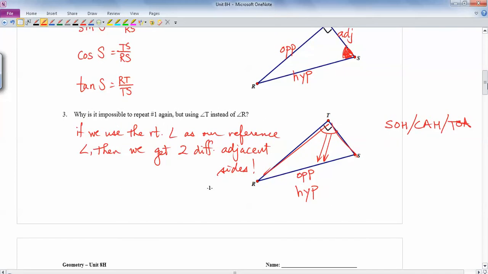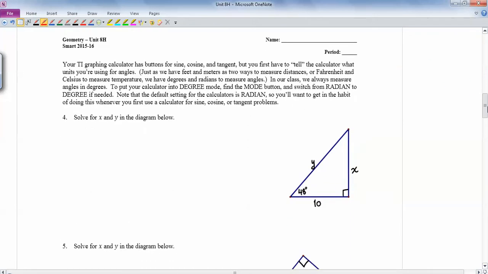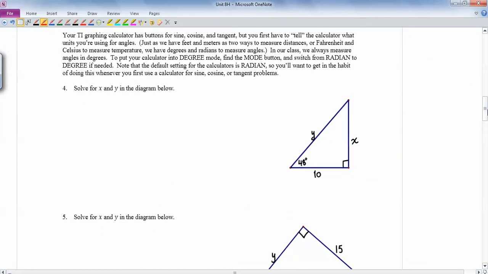Okay, so let's try some problems. So we'll do 4 and 5. We'll probably skip 6 because it's just a repeat of the same ideas. In the problem, we've got 48 degrees here. That's going to be our reference angle. If I label the sides, here's my opposite side, here's my hypotenuse. So then the 10 has to be the adjacent side.